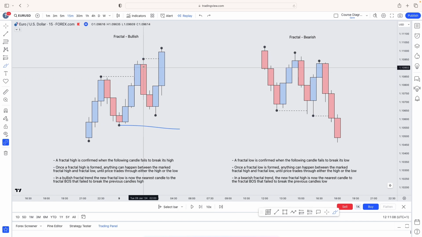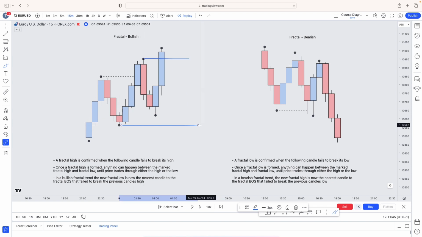Let's move on to the next candle, this red candle. If we look at this red candle, we'll look at the following candle. Did the following candle break this red candle's high? Well, the following candle is all the way down here, right? The high of this following candle is all the way down here, and it failed to break this previous candle's high, okay? So a fractal high is confirmed when the following candle fails to break its high. And this red candle failed to break this previous candle's high. And therefore, our fractal high can now be drawn on, and it can be drawn on there. So that's our fractal high.